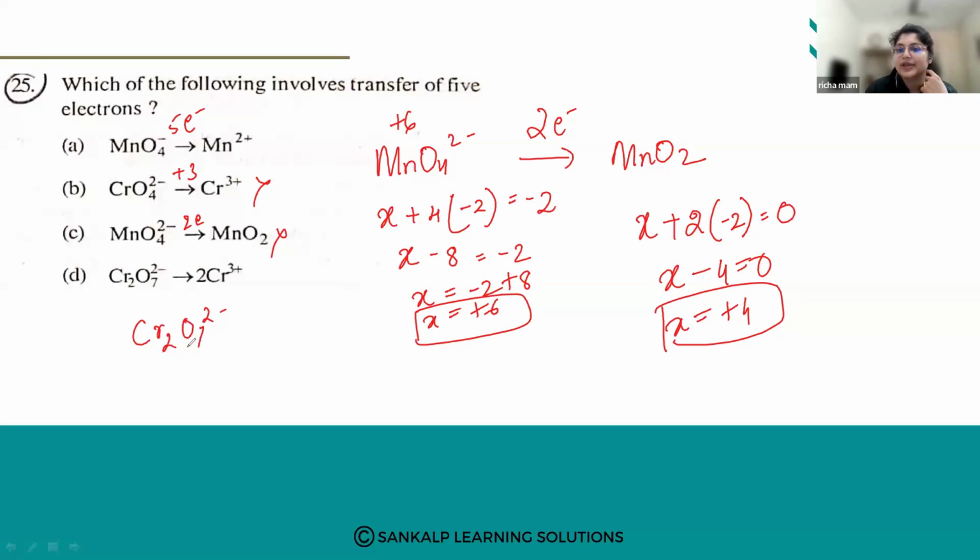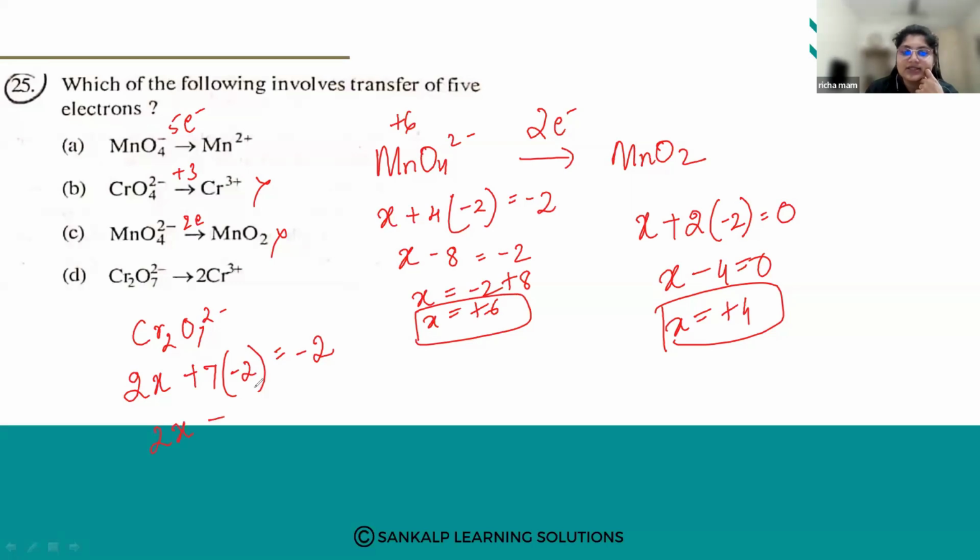Cr2O7 2 minus. So again, how many chromiums are there? 2 chromiums. So how will we keep it? 2x. Okay. So whichever we have to find, you put it as x. Then plus how many oxygen atoms are there? 7. Each oxygen, what is the oxidation number? The common oxidation number of oxygen is minus 2. Okay, we have seen that in the chart. Then what is the whole charge? It is minus 2. So then solve this.